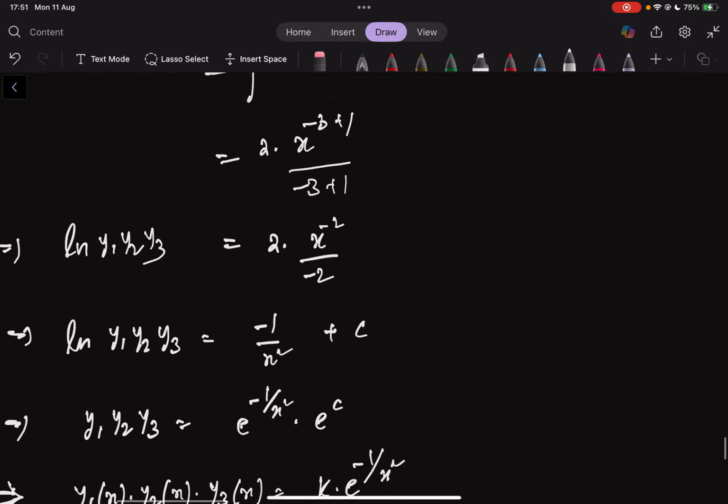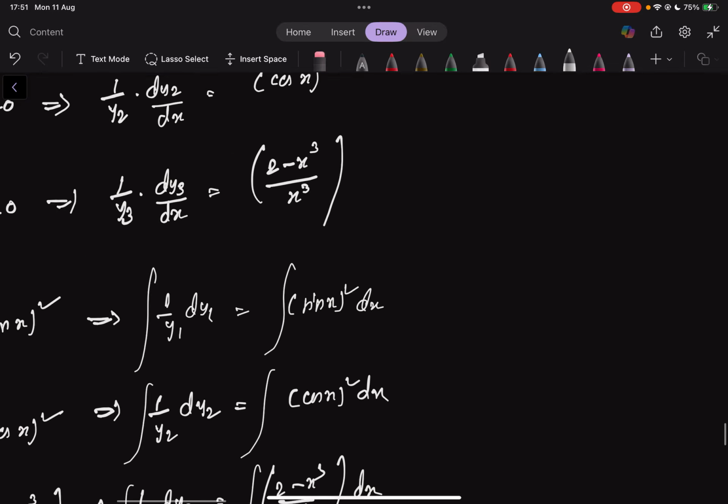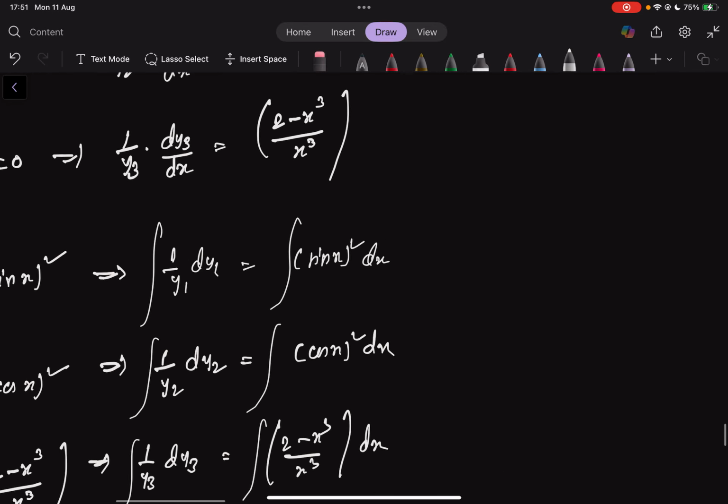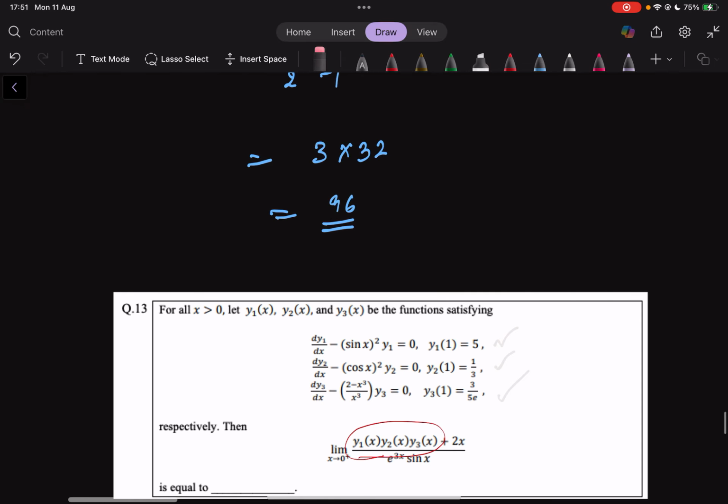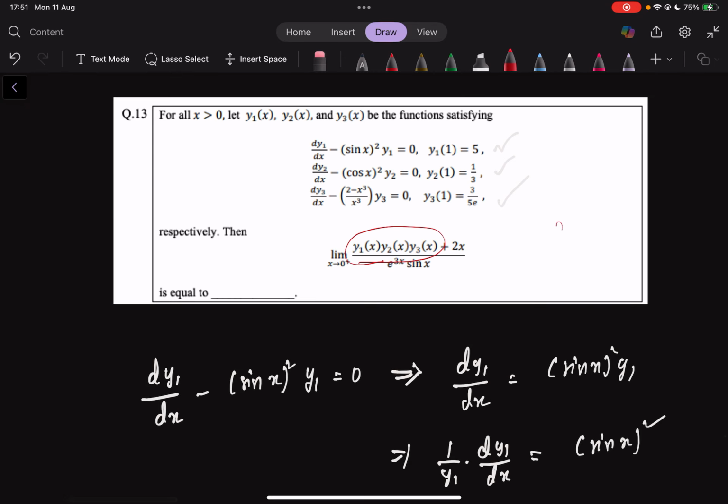So it's a lengthy problem, but if we don't identify this part, it will become even lengthier. So the answer for this 13th question will be 2.